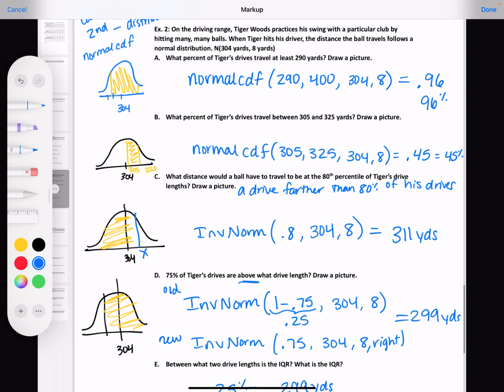Okay, and how do you know whether you're supposed to use right or left? It's a matter of what the question's asking for. Like this one says, what distance would the ball have to travel to be at the 80th percentile? So it's going to be the left side because you're wanting the stuff that's up to the 80th percentile area wise. The other one was right because it says above what drive length.